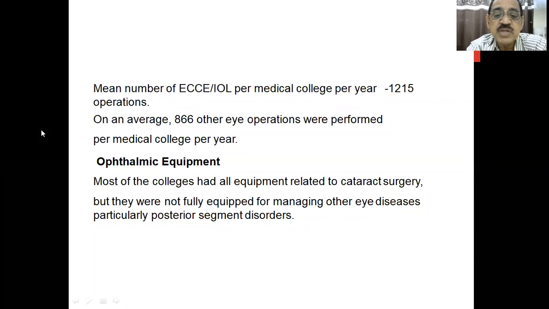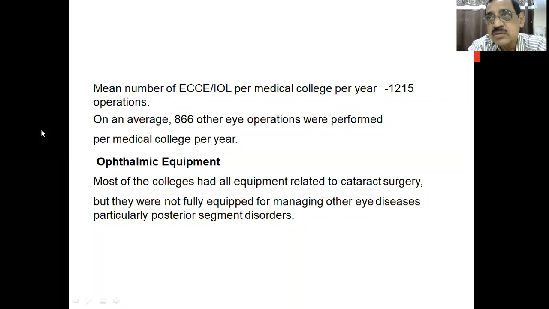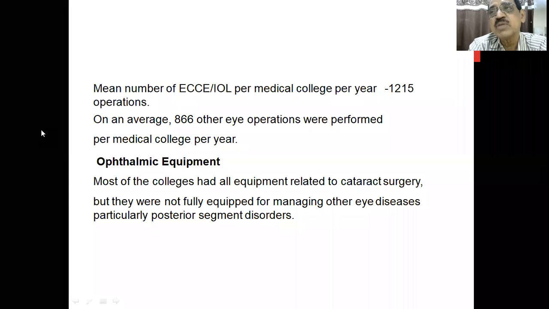Ophthalmic equipment, most of the colleges had all equipment related to the cataract surgery. I tell you, before 1994, we never had even slit lamps in the colleges. So there was a survey to assess the status of ophthalmological services in all the medical colleges by the central government, and later on they have provided all the modern gadgets needed for evaluation and also the management of eye disorders.